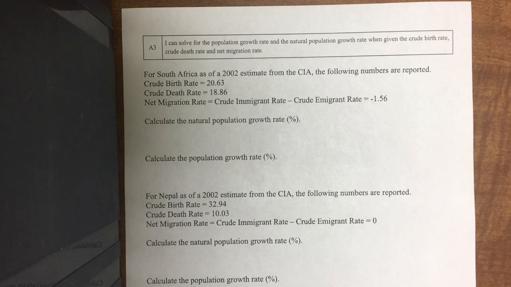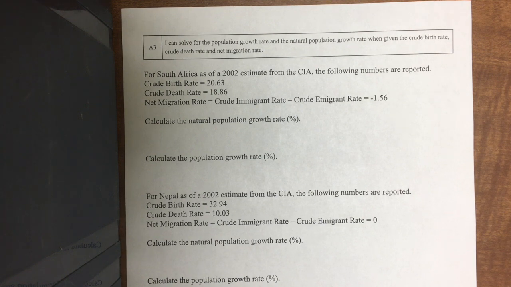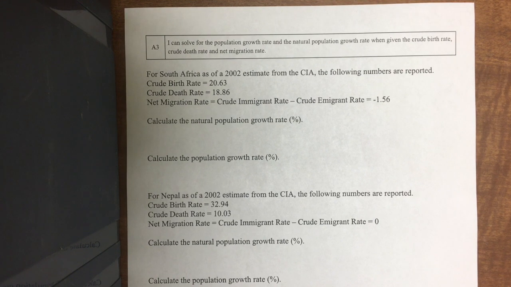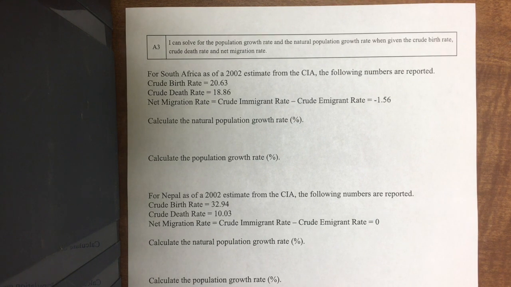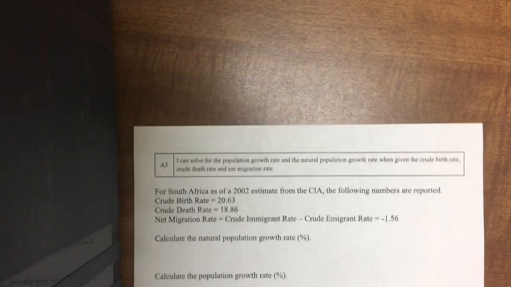So this part of this video is going to be on when you're given information on crude birth and crude death rate and net migration rate, how to find population growth rate, and you could also find doubling time from this. So natural population growth rate means simply births minus deaths. Remembering that crude means out of 1,000. So let me just show you really quickly. I'm going to show you here at the top of the page.